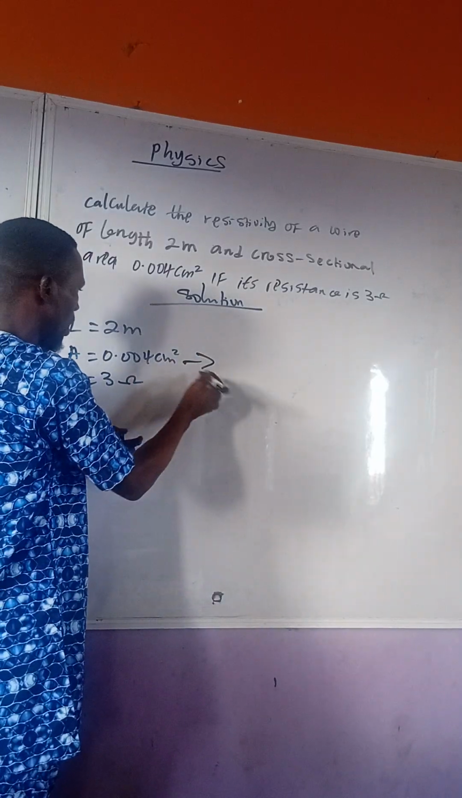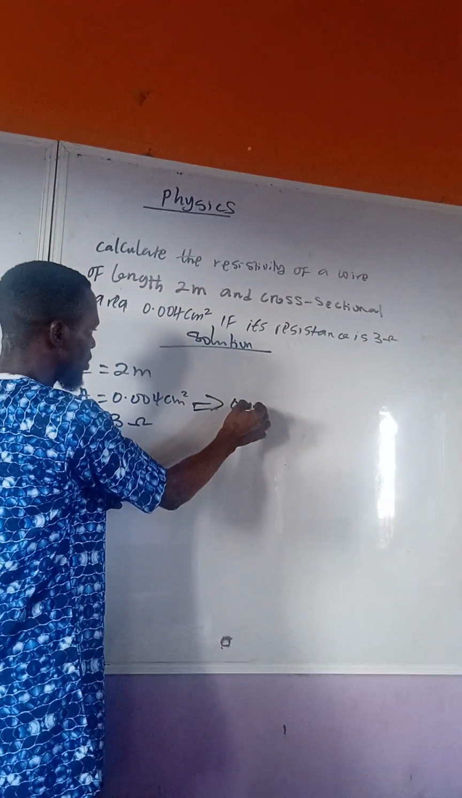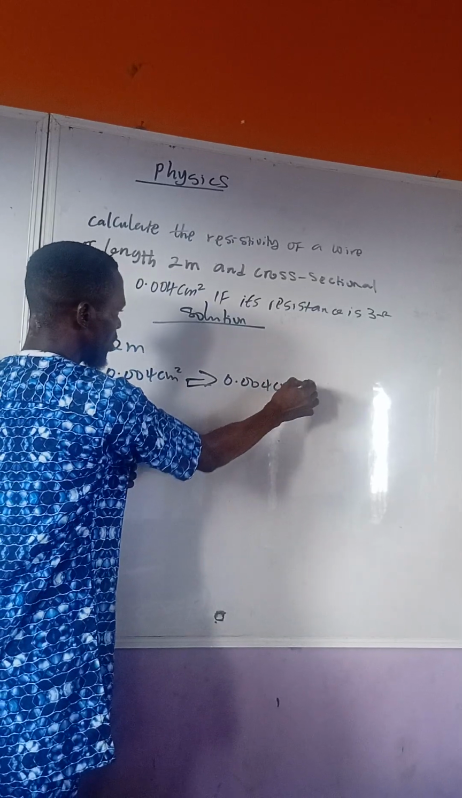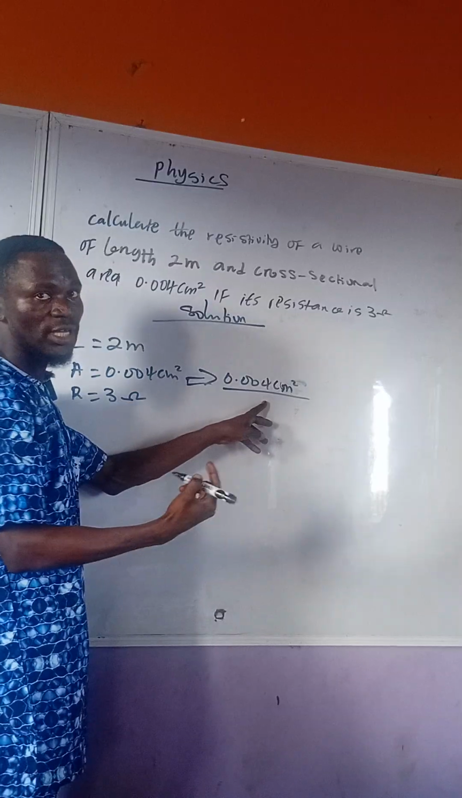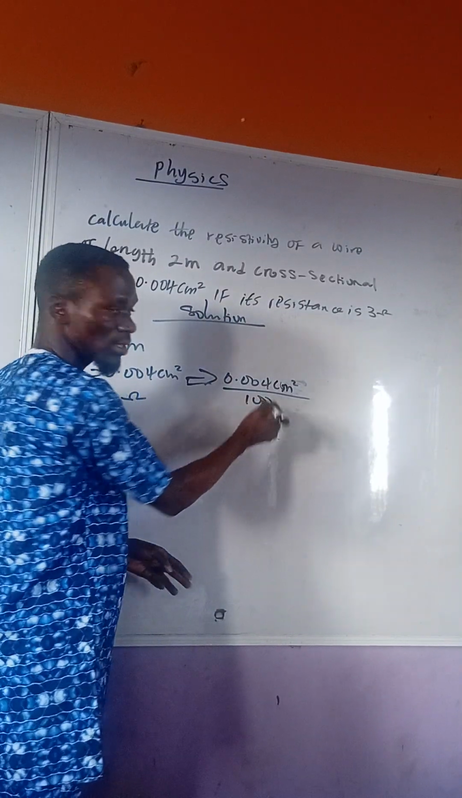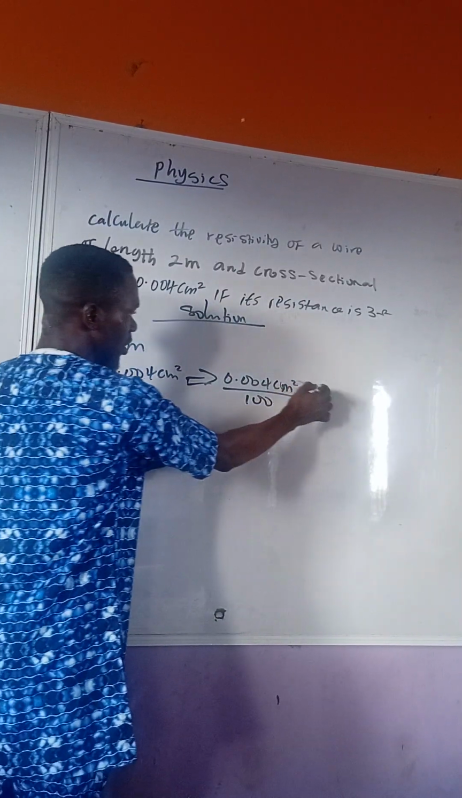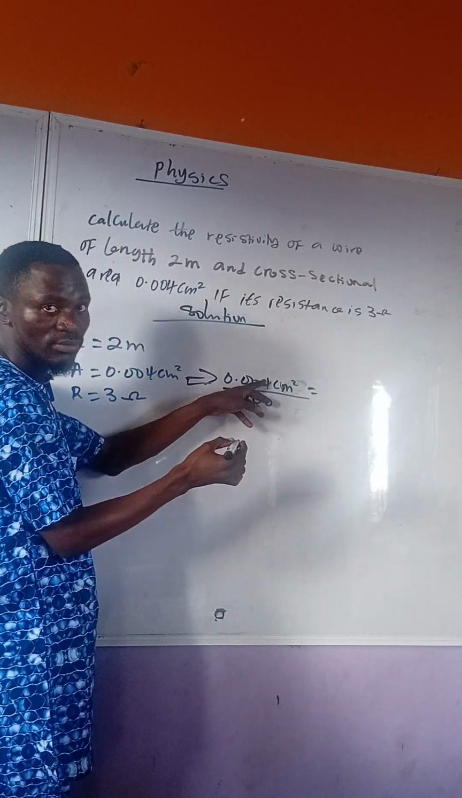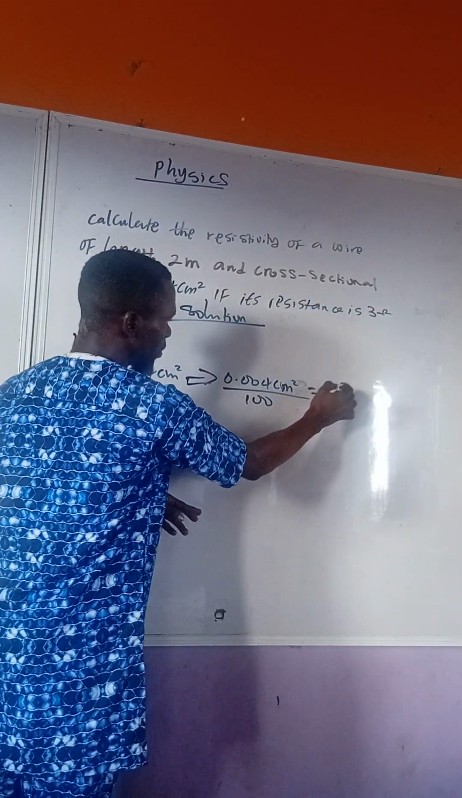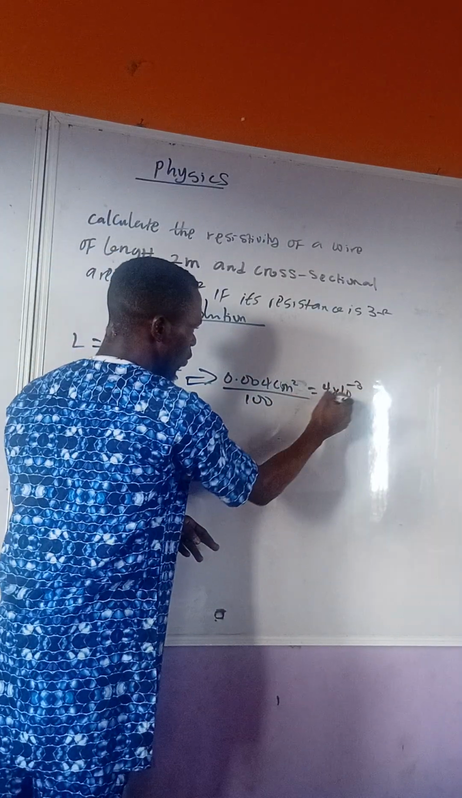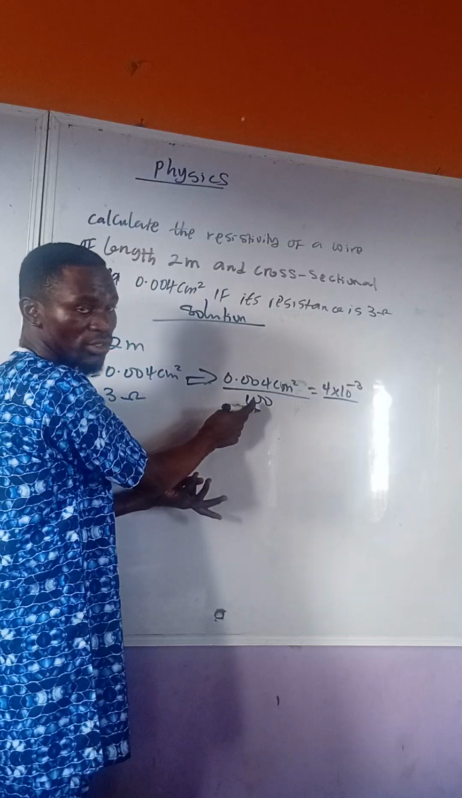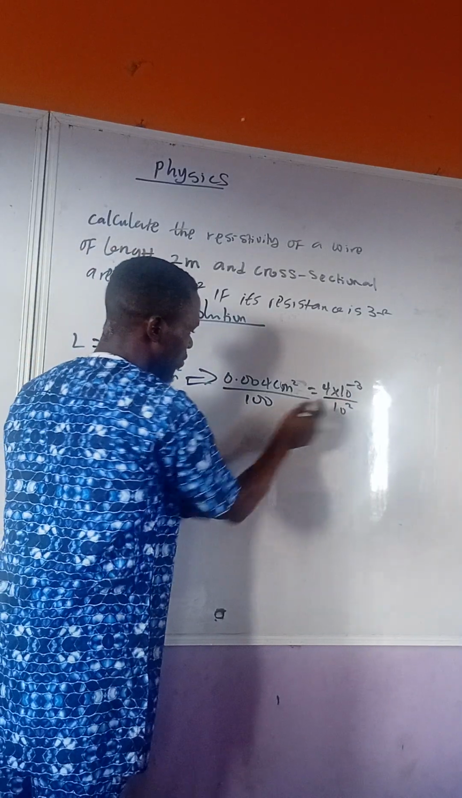And how can we do that now? Bring it out as 0.004 centimeter square, right? Then from centimeter square to meter square is ordinarily 100, right? Let's put it in standard form, for example. This one will give us 4 times 10 to the power of minus 3. Then the 100 is 10 to the power of 2 to give us 100.